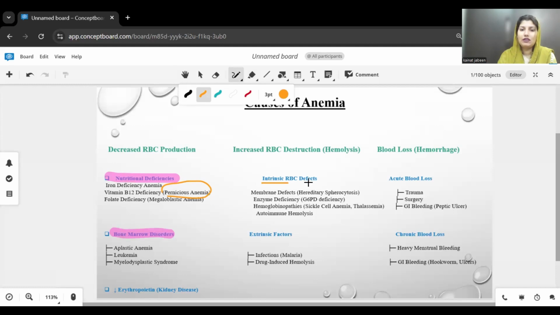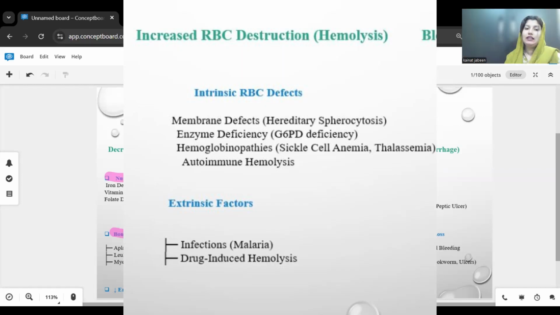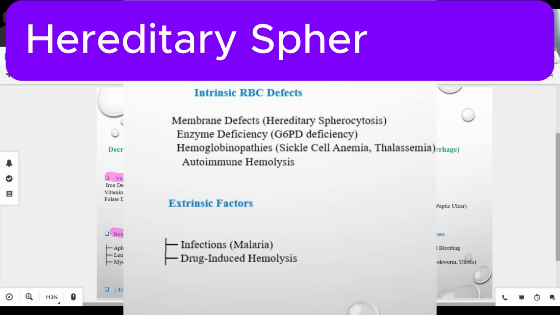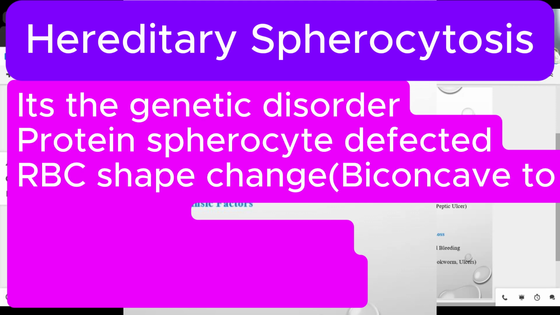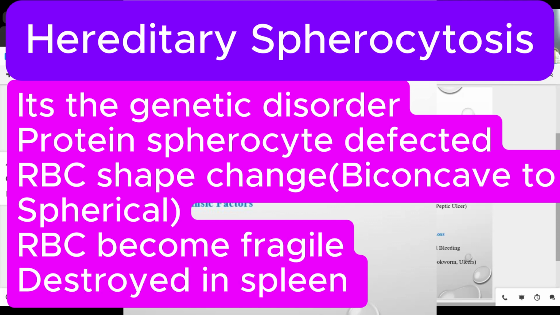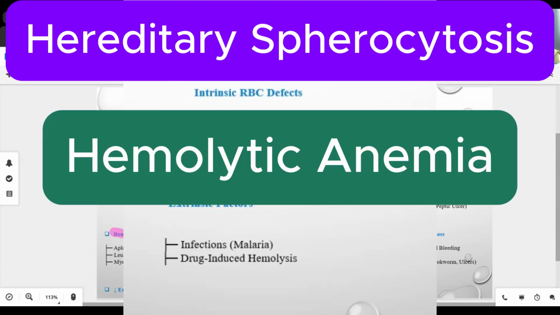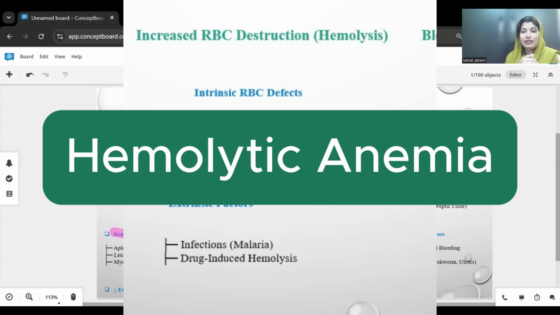The first one is the intrinsic RBC defect. That can cause a membrane defect, or hereditary spherocytosis. So what will happen in this? It's a genetic disorder in which the membrane protein, spectrin, is going to be affected. If that membrane is affected, it will cause anemia. It will change the shape of the RBCs from the biconcave shape to the spherical shape. And these spherical RBCs are more fragile and get destroyed in the spleen, leading to hemolytic anemia. So this is one more type of anemia, the hemolytic anemia.